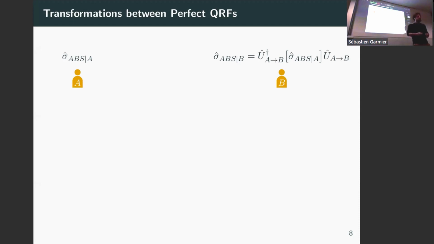Yes, there's a question. I was just curious if the sigma notation still means a normal density operator, or is it something special? Yes, I should have said this. The sigma is a density operator. Why is the transformation between reference frames always a unitary operator?